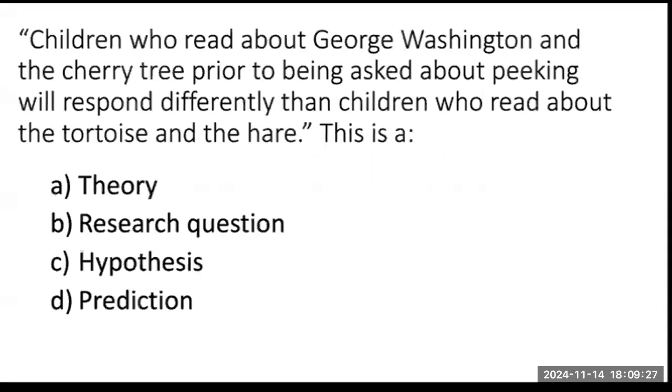So chapter 5. Children who read about George Washington and the cherry tree prior to being asked about Peking will respond differently than children who read about the tortoise and the hare. Is this a hypothesis, a theory, a research question, or a prediction?